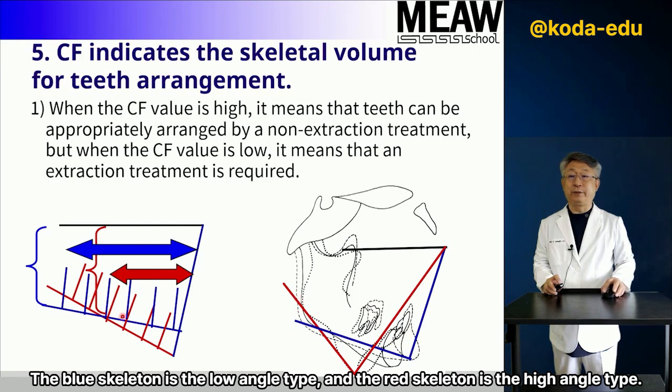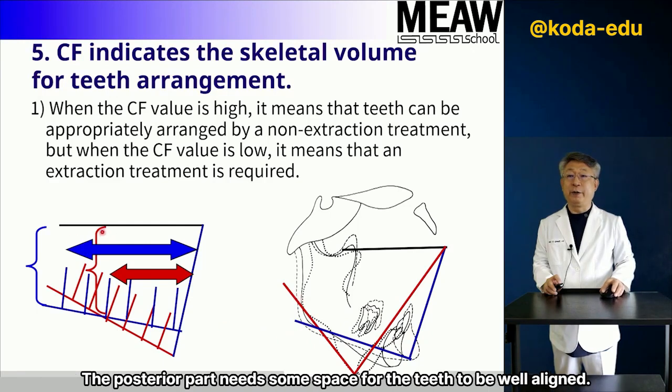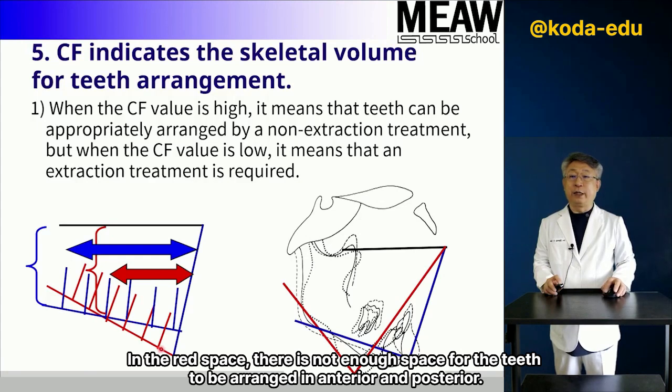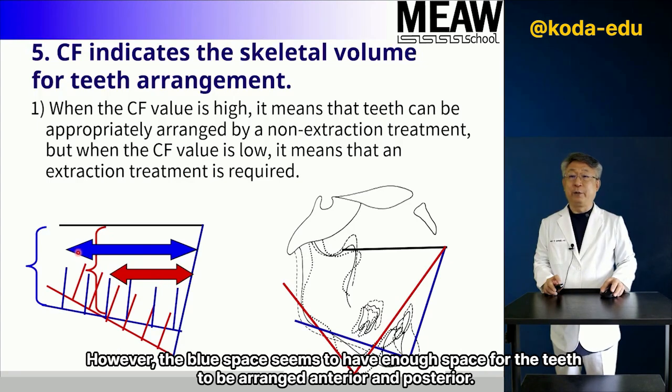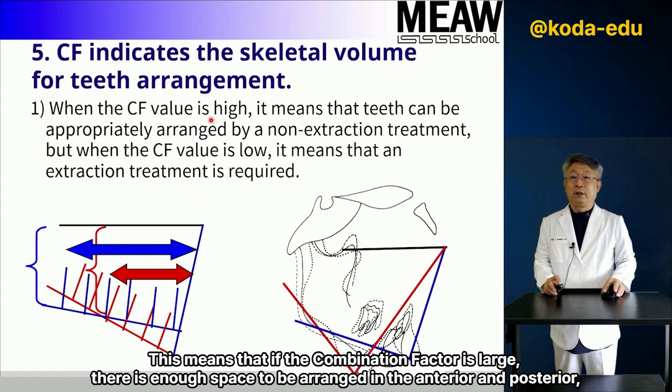The posterior part needs some space for the teeth to be well aligned. In the red space, there is not enough space for the teeth to be arranged in anterior and posterior. However, the blue space seems to have enough space for the teeth to be arranged anterior and posterior. This means that if the combination factor is large, there is enough space to be arranged in the anterior and posterior.